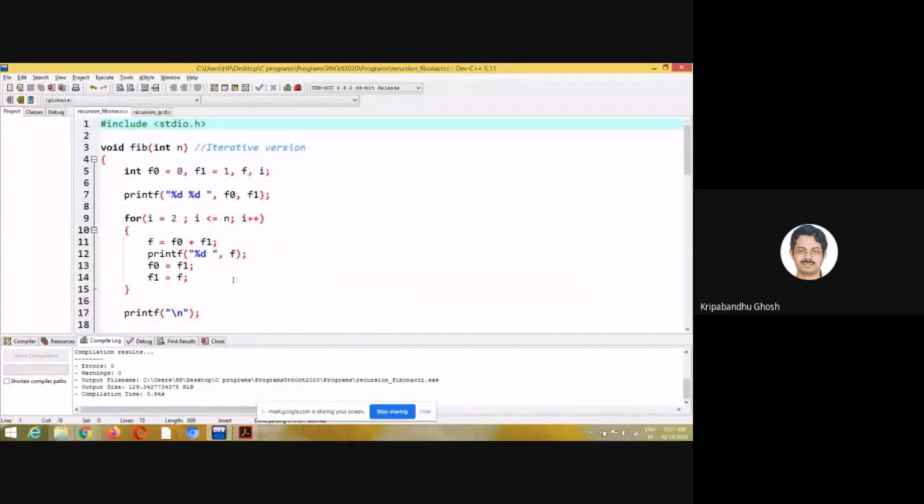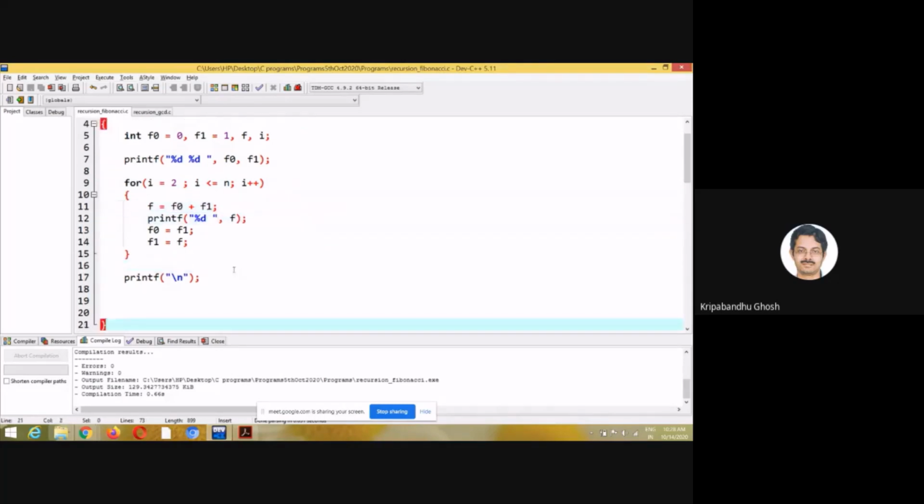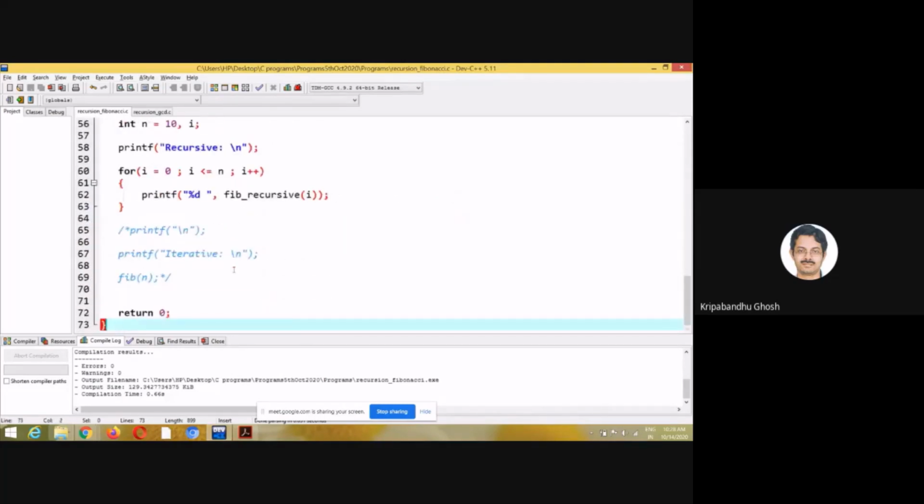So let's also look at the iterative version. It is like this. You're taking f0 as 0 and f1 as 1. Then from 2 to n, I'm doing this calculation. Every time I am basically adding the previous two numbers. As simple as that. So this was about recursion to solve the Fibonacci sequence. I hope this is simple enough for you to understand.